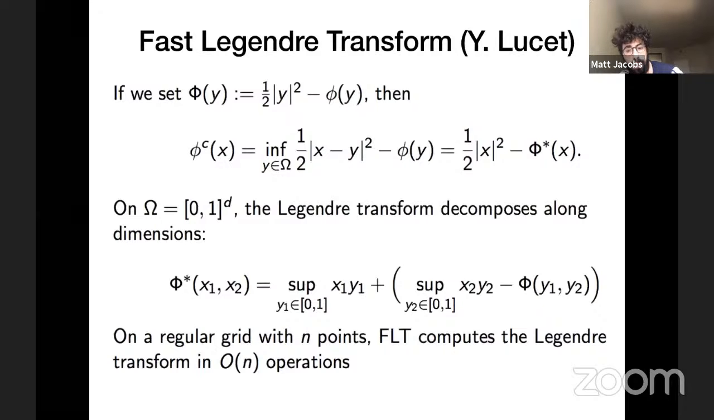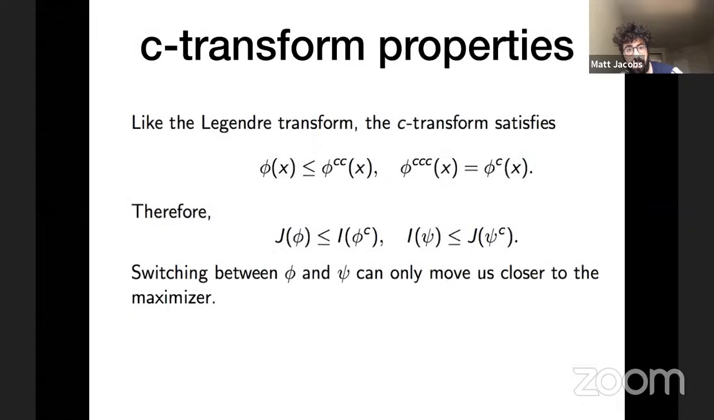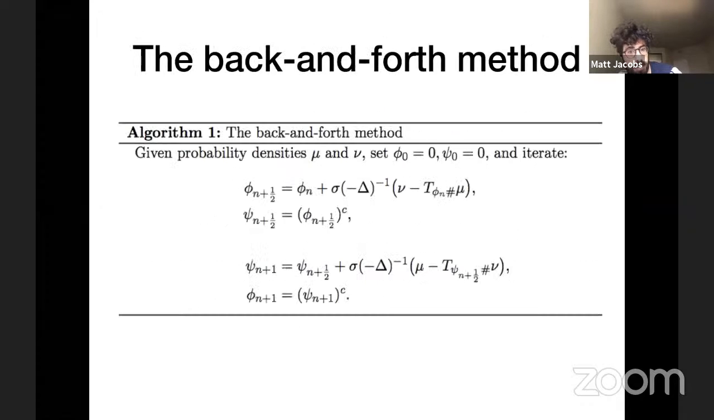Okay, so let me actually just go back to the algorithm itself for 1 second. So we now see where all of these steps are coming from. The question is, how do you actually compute them? How do you implement all of these steps?